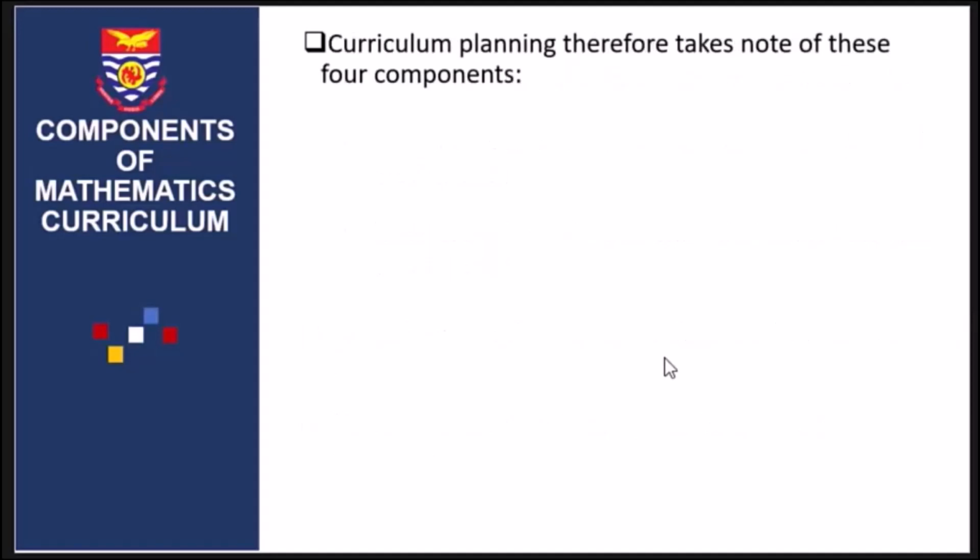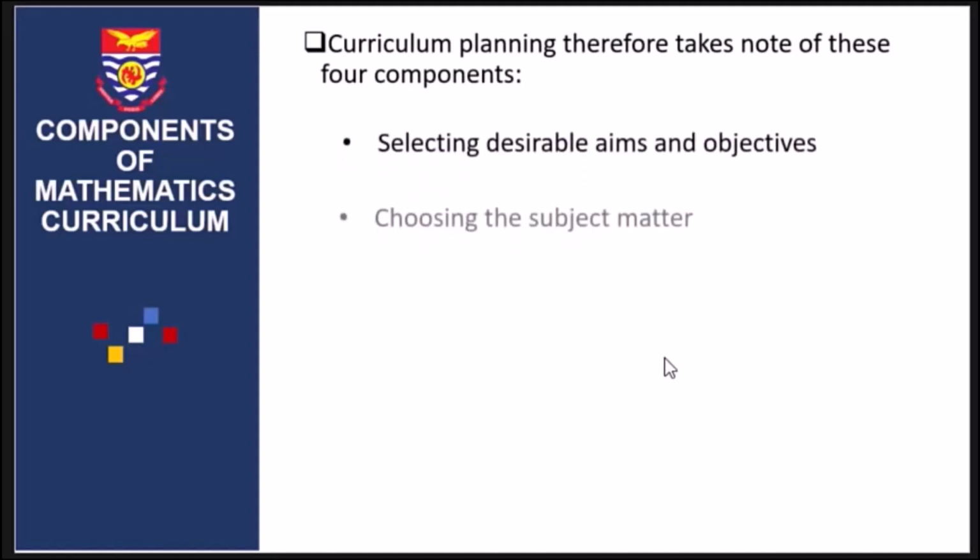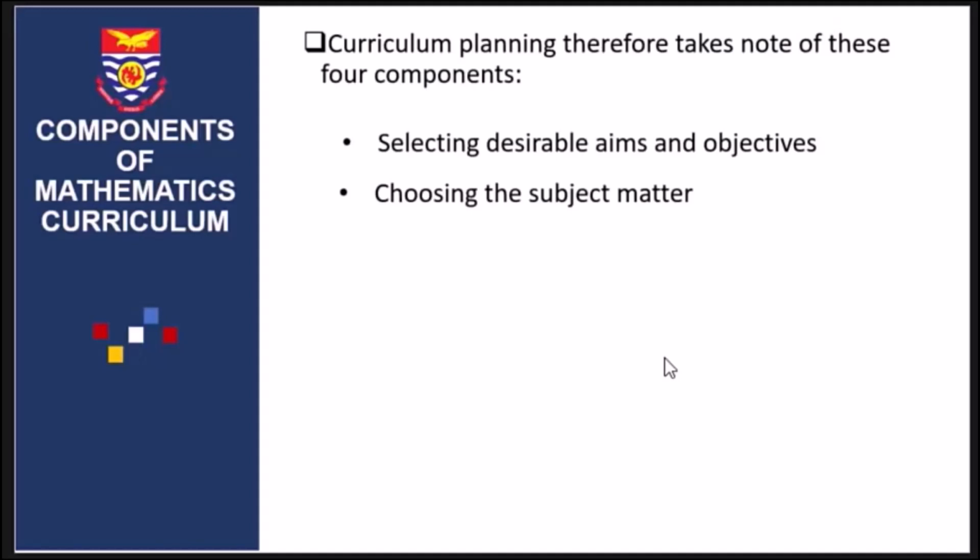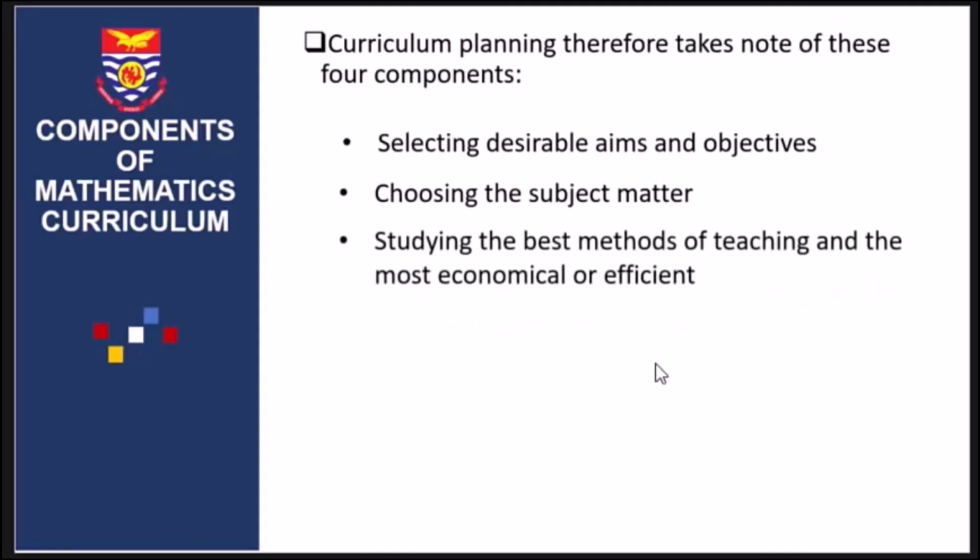So curriculum planning therefore takes note of these four components as we have talked about: selecting desirable aims and objectives, and then choosing the subject matter, that's the content, and then studying the best methods of teaching and the most economical or efficient ways of teaching. So which method works best? And then developing evaluation programs that will be used as assessment components.